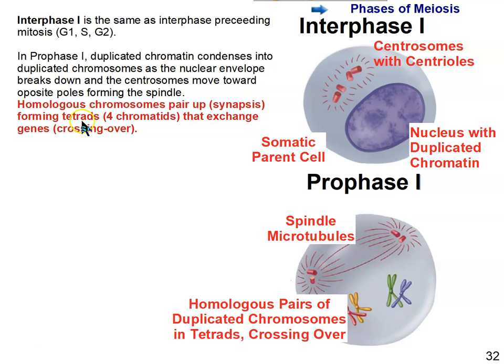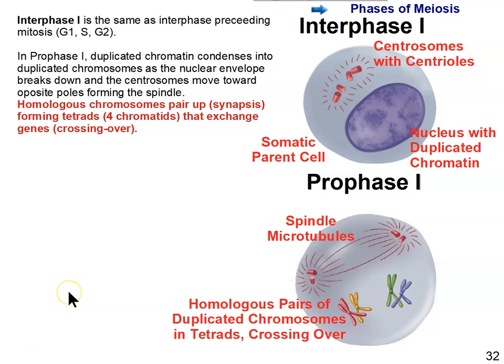So that forms tetrads, 4 chromatids. The reason they refer to these as tetrads is because there are 4 chromatids. Tetra means 4. So these are tetrads because of those 4 chromatids. And they exchange genes through crossing over. That's what happens when the chromatids from these 2 homologous chromosomes come in contact with each other. Pieces of them break off and exchange between the chromatids. That's called crossing over. And again, we'll look at it in greater detail on the next slide.